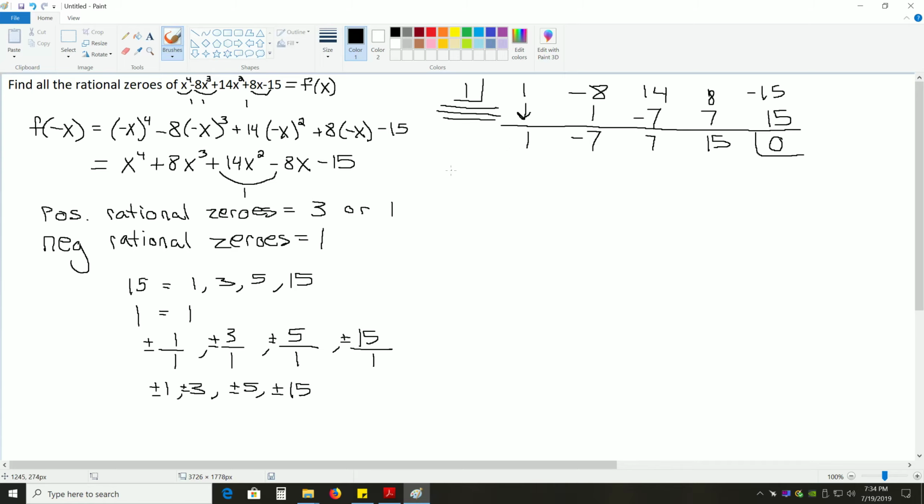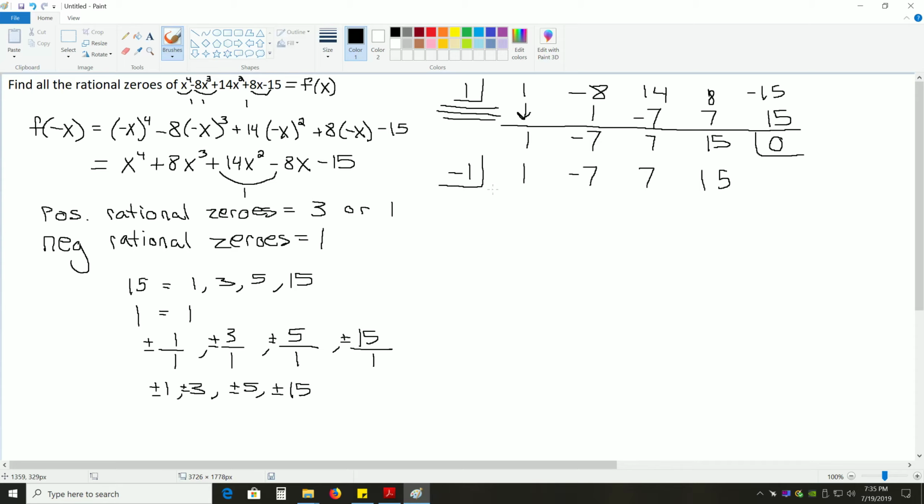Now we'll go to negative 1. And the nice thing about this process is we do not have to start back at 1, negative 8, 14, 8, negative 15 from our original function. We can start off where we left off with the 1, negative 7, 7, and 15 just like above. As long as you get this factor theorem to apply where you have a remainder of 0, then you can pick up where you left off. If the remainder is not 0, then you do have to go back to this 1, negative 8, 14, 8, negative 15.